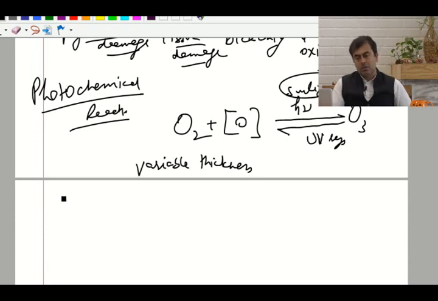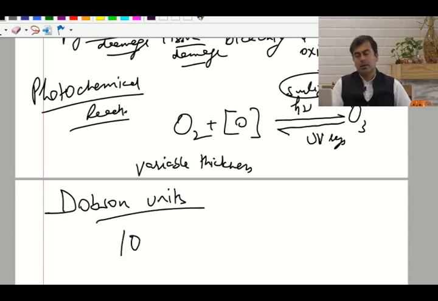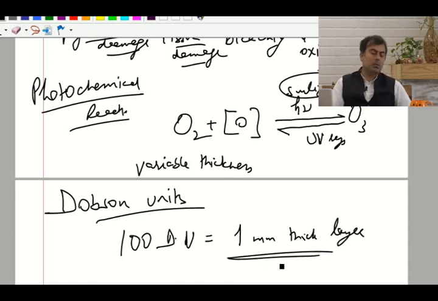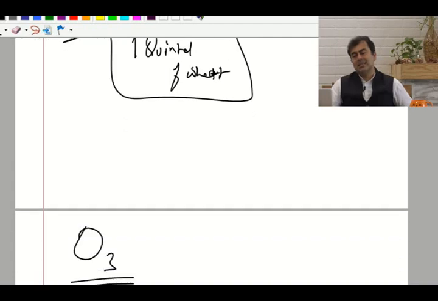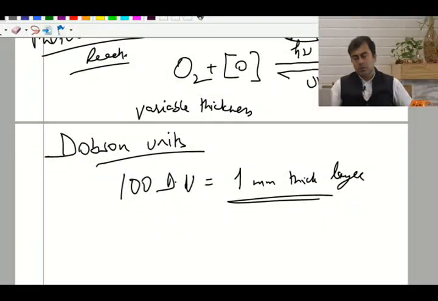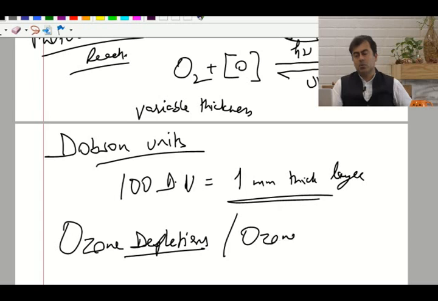You measure it in something called Dobson unit. Its thickness is measured in Dobson units. I think 100 DU is equal to 1 millimeter thick layer. That is what I remember. I read something in science classes in my school at that point in time. So this was ozone, which you can check from basic science lectures anywhere. The issue that we are going to talk about is ozone depletion, the concerns in that, and ozone hole.